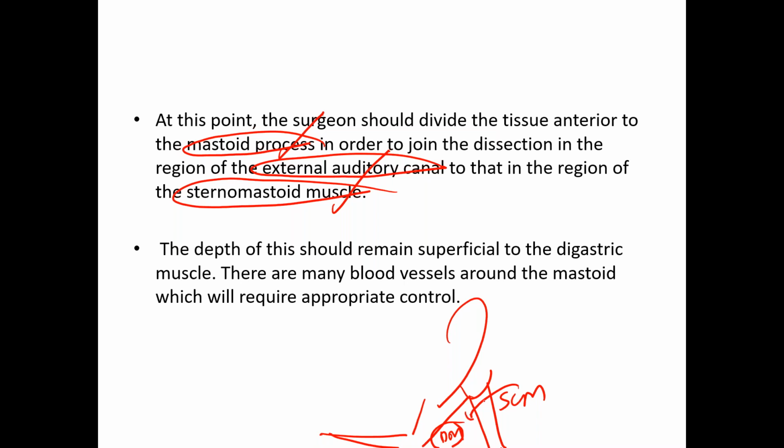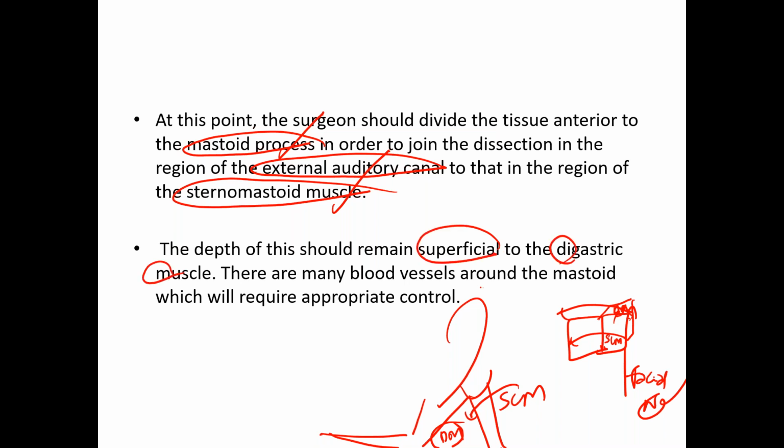For example, there are 2 pages in the book: this is the first page and this is the second page. The first one is the sternocleidomastoid, the second one will be the digastric muscle. Once you complete the sternocleidomastoid, you reach the digastric muscle. Once you turn out this digastric muscle, you reach the facial nerve. The depth should be superficial to the digastric muscle.